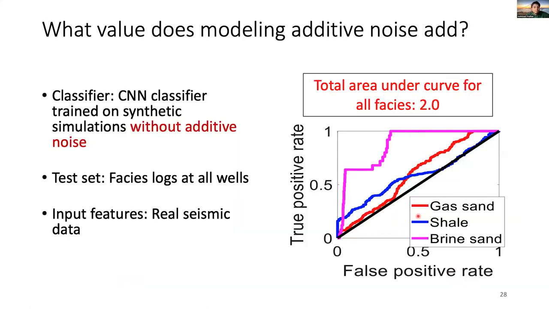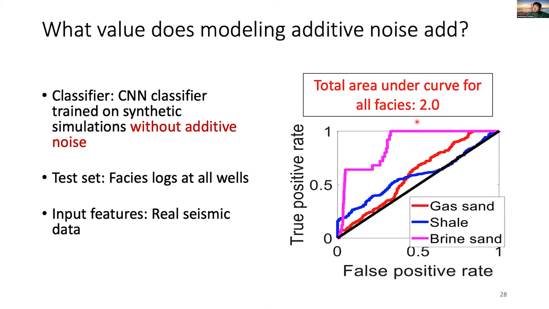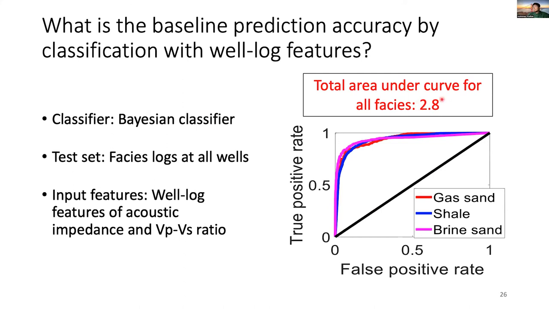But what happens when we predict with real data? If we don't account for any additive noise and we use the real data to make the predictions at the wells, then this is how our ROC curves look. Basically, the CNN is as good as a random classifier for two of these facies. So that is no good, right? But when we account for this additive noise that we showed before, this is how the ROC curve looks. Now we are doing very good on those shale and gas sand facies with a total area under the curve of 2.59. And remember, this is with seismic data. If we just use well data, we are getting an area under the curve of 2.8.